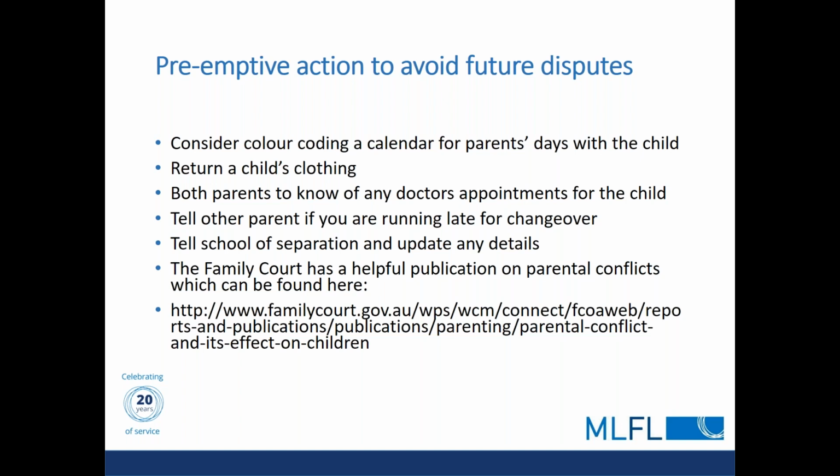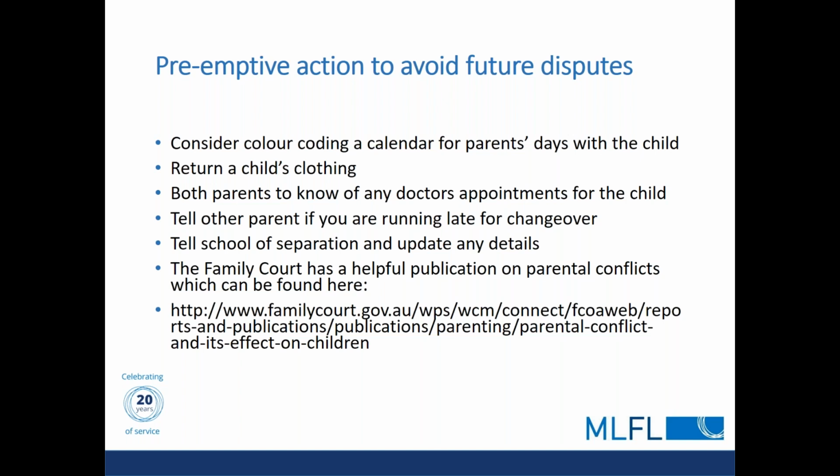This seems obvious, but returning a child's clothing at the end of time is something that my clients are constantly raising with me in parenting disputes, that they've bought new school uniforms or new clothing for the child. It's gone with the child to the other parent and hasn't been returned. Both parents should be informed and know about any doctor's appointments for the child. Obviously tell the other parent if you're running late for changeover, and tell the school, as I mentioned before, about a separation, and update details, but don't remove parents from emergency contact.